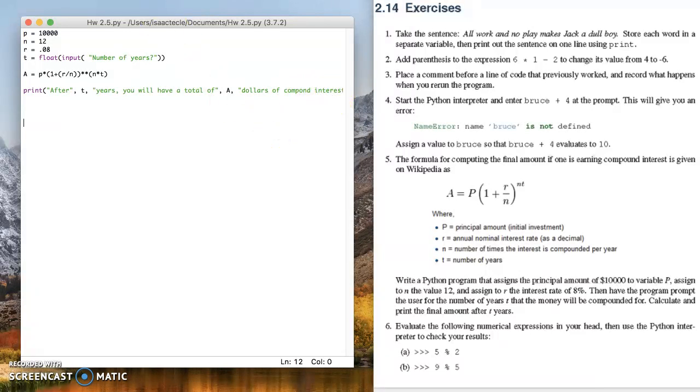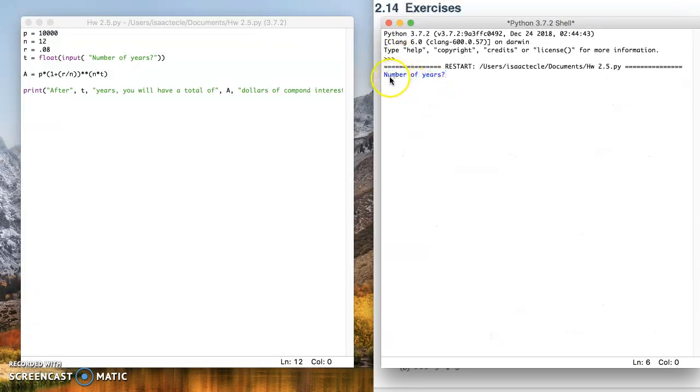When we run this in the shell, we will get the question, number of years. I'm going to say 2 years. You press enter. After 2 years, you will have the total of this many dollars of compound interest.